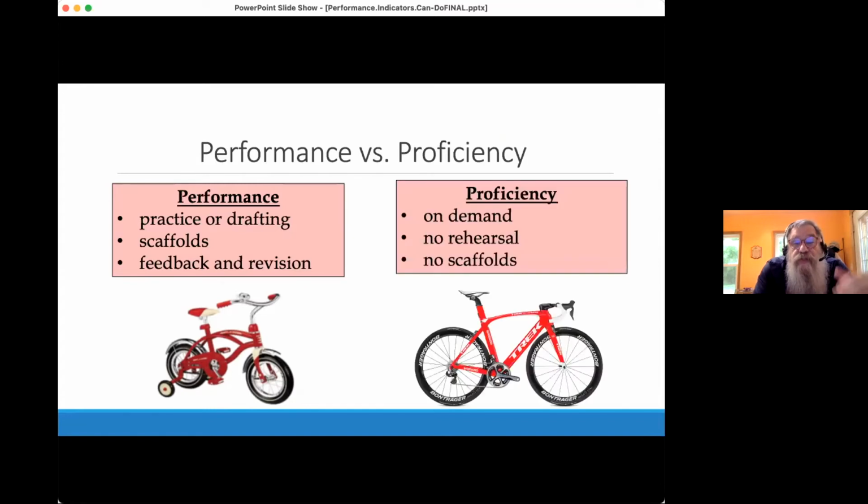Whereas proficiency is what you can do on demand, no rehearsal, no scaffolds, no training wheels. What you can do, if I plop you into a target language speaking country, what can you do with the language that you have in your head and the skills that you've acquired? That's what proficiency is.